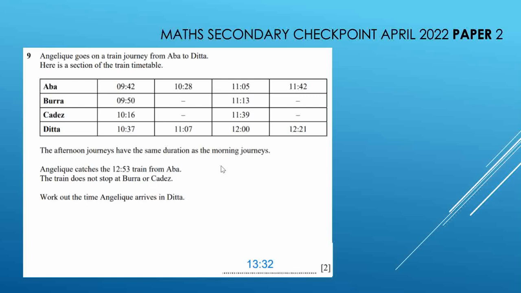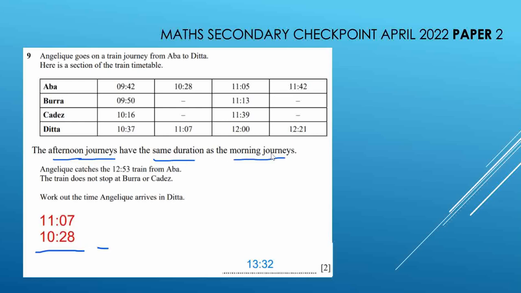Here is the explanation. Afternoon journeys have the same duration as morning journeys, and the train goes from Ava to Dita without stopping. So we follow this timetable, either this one or this one. We want to see the duration: 10:28 from Ava, arrive 11:07 at Dita. So we want to subtract this to find the duration needed to travel from Ava to Dita.